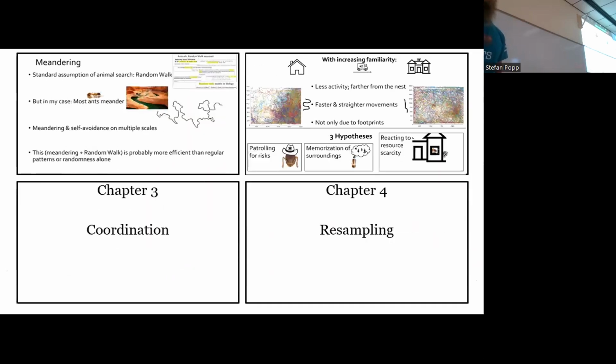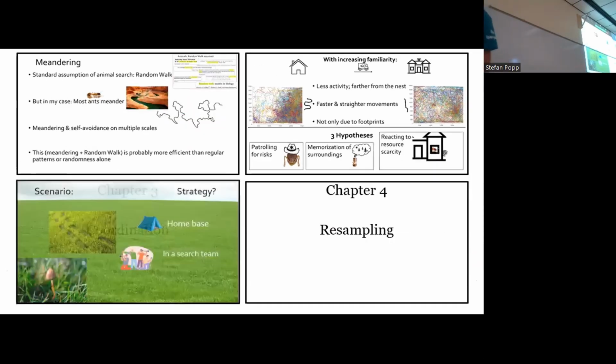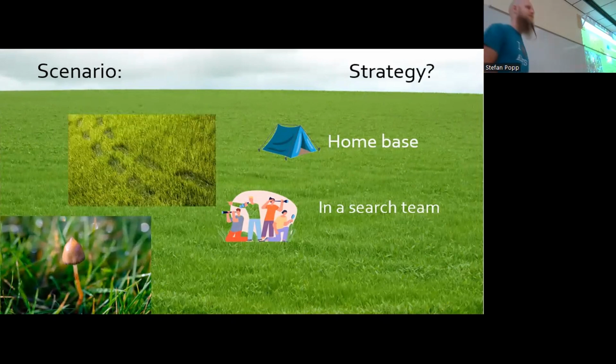All right, so this brings me to the third chapter. Now, imagine that you are searching in a search team with maybe 10 or 30 other individuals that are on your same team, and you somehow have to coordinate, but you can't really talk directly to them for whatever reason. What would you do? What would your strategy be? Maybe you pay close attention to the footprints that your search mates are leaving in the grass so that you avoid those areas because they have already picked all the mushrooms there.